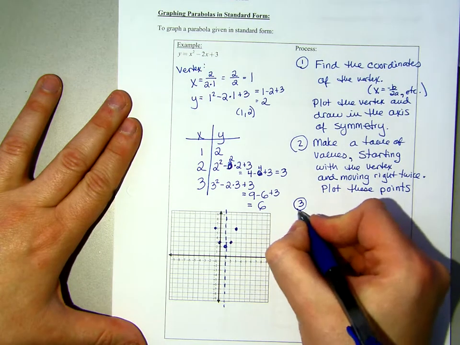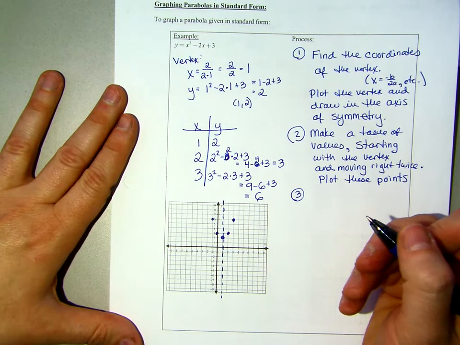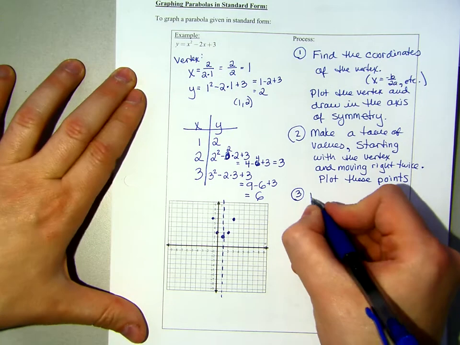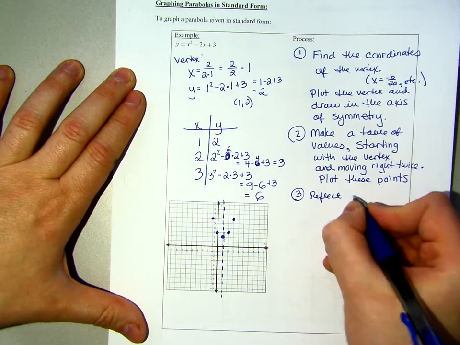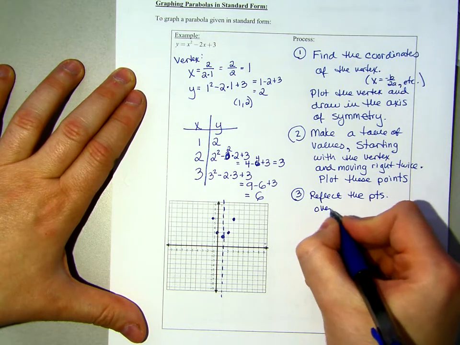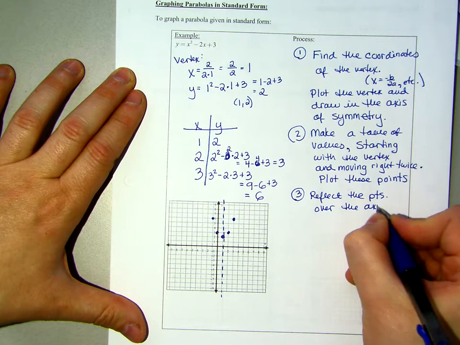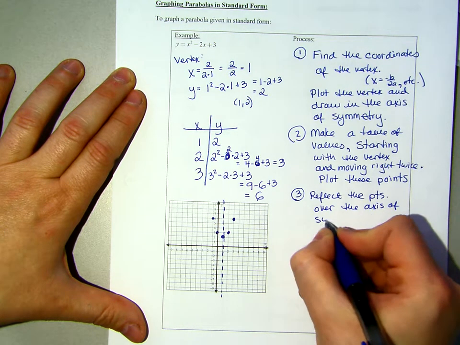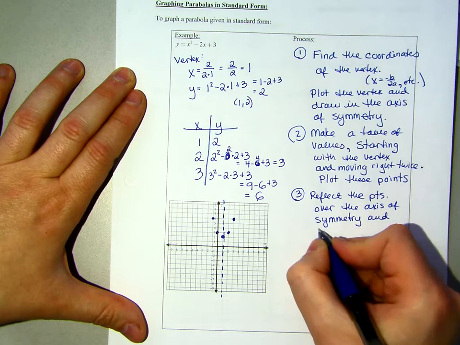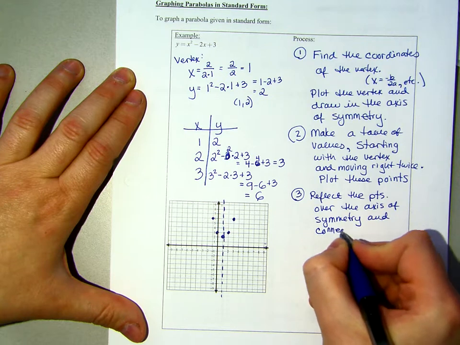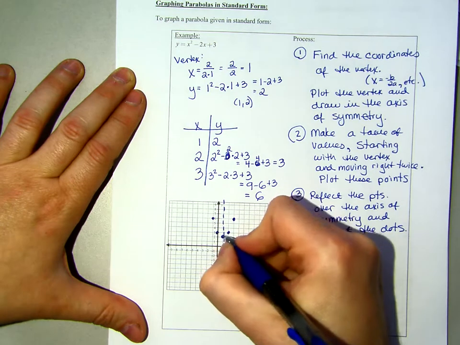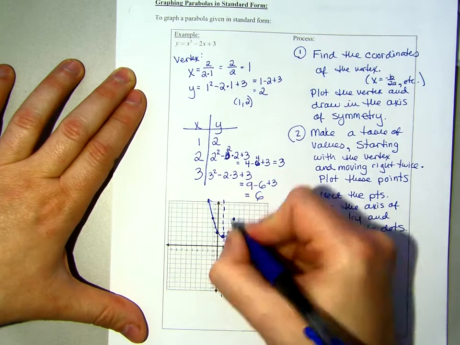Step number 3 is exactly what we just talked through. We are going to reflect those points over the axis of symmetry, and then we'll just connect the dots. Reflect the points over the axis of symmetry, and connect the dots. So I already took care of the flipping part. I'm going to connect the dots.